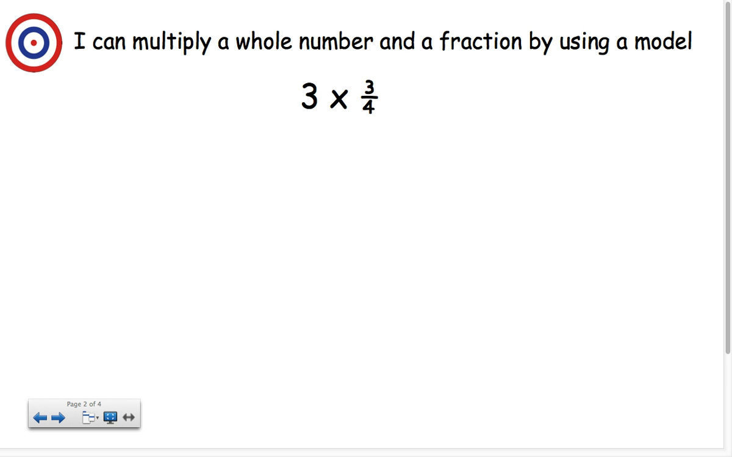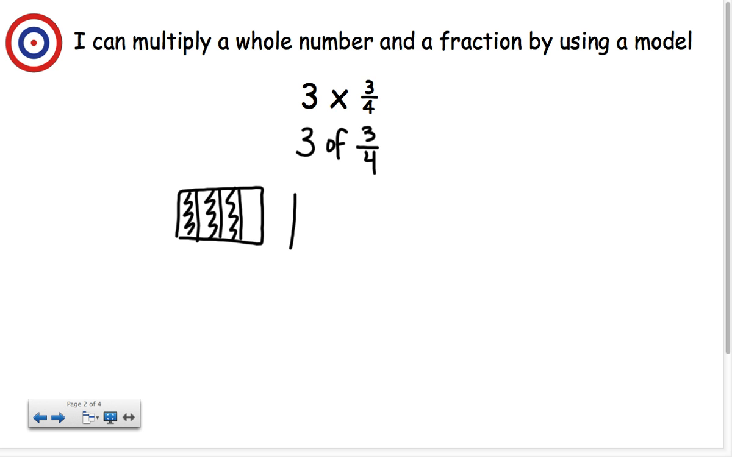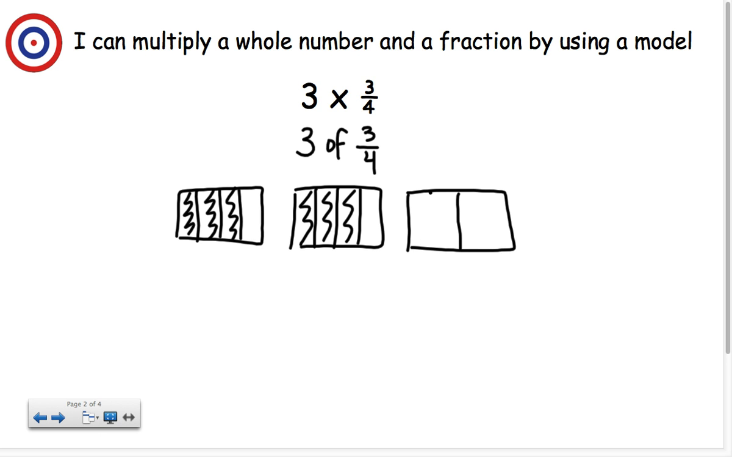All right, let's try another one. Again, we're multiplying a whole number and a fraction using a model. In this case, we have 3 times 3/4, or three groups of 3/4. So what I'm going to model here is three groups of 3/4. Here is one group of 3/4 and another group of 3/4. This gives me two groups of 3/4, and I'm working my way towards three groups of 3/4.